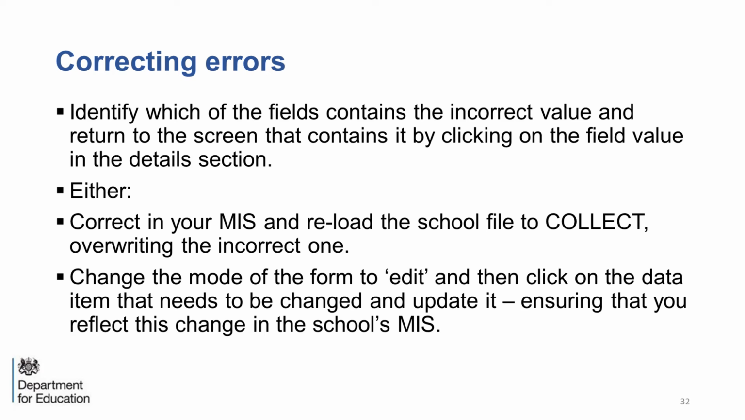Identify which of the fields contain the incorrect value and return to the screen that contains it by clicking on the field value in the Details section. Either correct it in your management information system and reload the school census file to Collect, overwriting the incorrect one, or change the mode of the form to edit, and then click on the data item that needs to be changed and update it, ensuring that you reflect this change within the school's MIS.